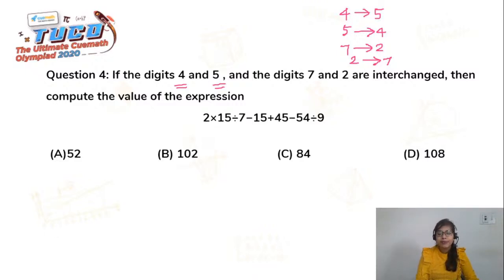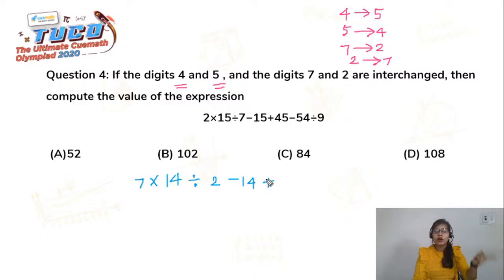So 2 would be replaced by what? 2 would be replaced with 7. So 7 times 15, you have a 5 here, so the 5 needs to be substituted by 4. Divided by 7 needs to be replaced by 2. And then you have minus 15. Again, there is a 1, 5, so this 5 would be replaced by 4. And then you have 45. This would interchange places among itself. The 4 will come to 5's place and 5 would go to 4's place. So 54 minus, this would again interchange its place, 45 divided by 9.